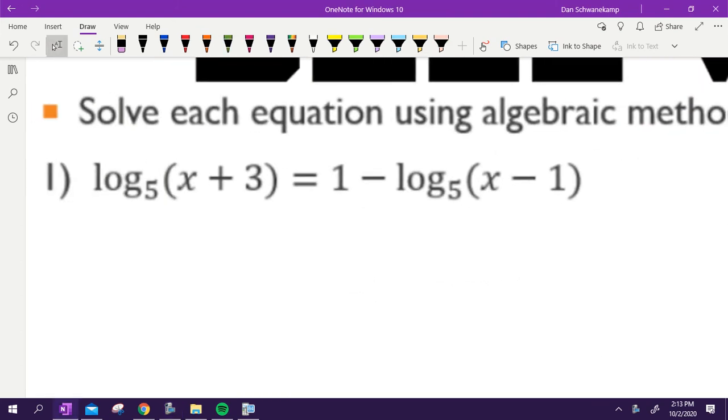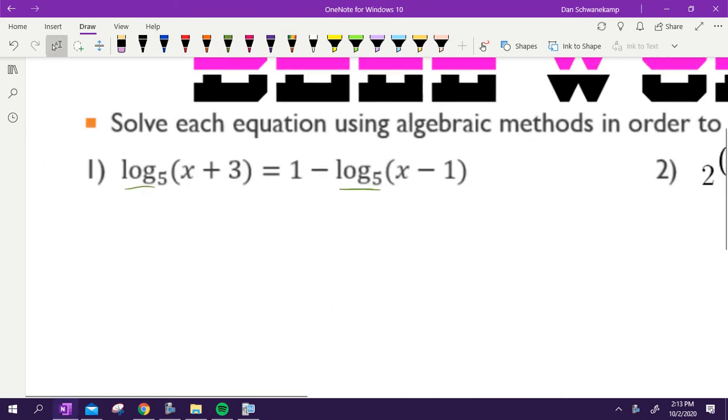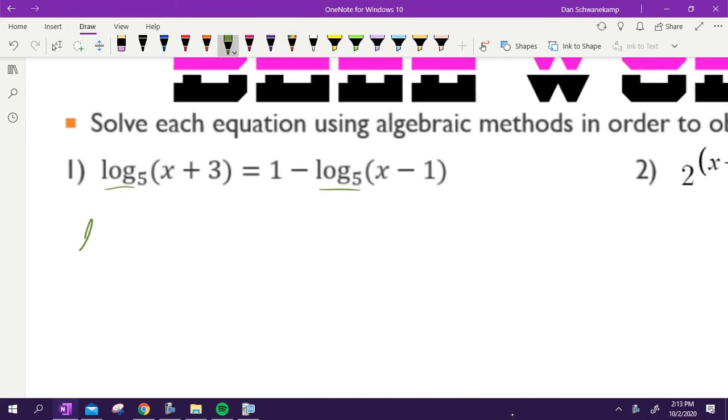On number 1, log base 5 of x plus 3 is equal to 1 minus log base 5 of x minus 1. As you look at this problem, you should notice a couple things. Log base 5, and a number. So what's going to be the best approach here? You can do it lots of different ways, but what's going to be the best approach? Alex? Put all the logs on the same side. You don't have to do that, but it makes it a lot easier.